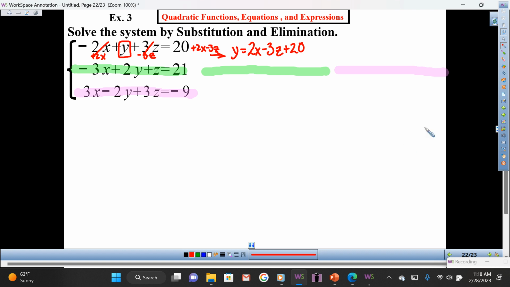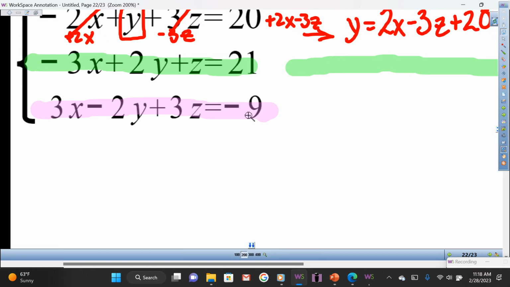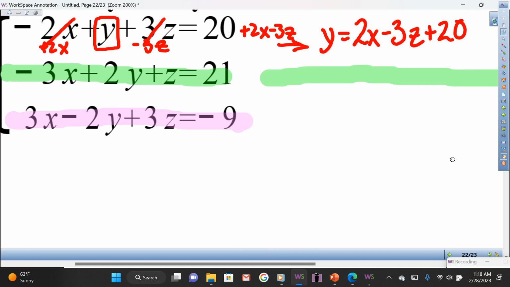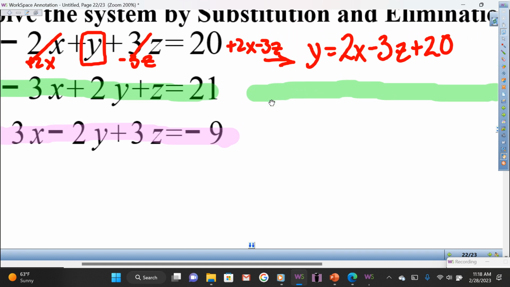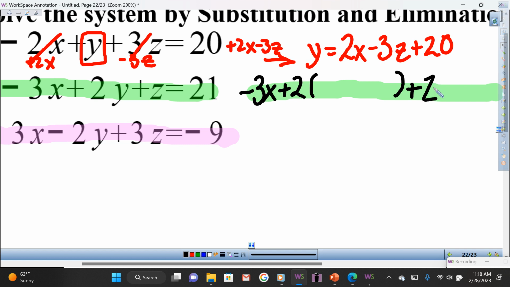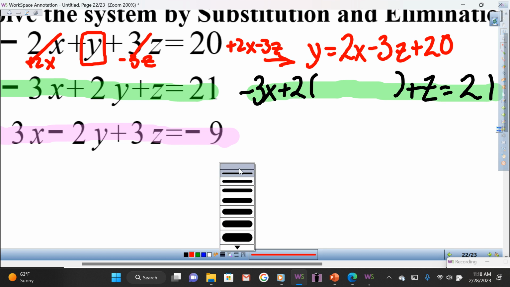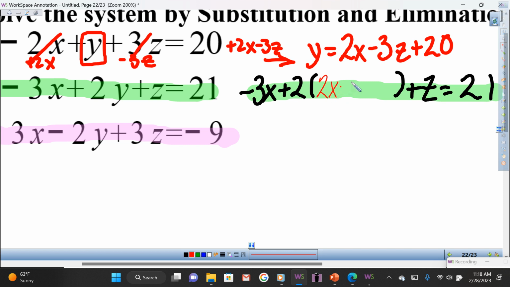So here we go. I'm going to zoom in. So I'm going to take the green one, write it right here. Let's do that together. Negative 3x plus 2, and instead of y, what am I going to do? A big parenthesis, plus z equals 21. And what do I substitute in for y? Tell your neighbor, please. What do I substitute in for y? Yeah, 2x minus 3z plus 20.